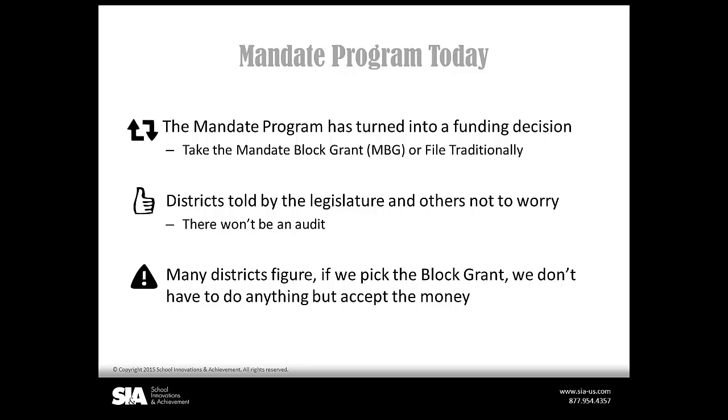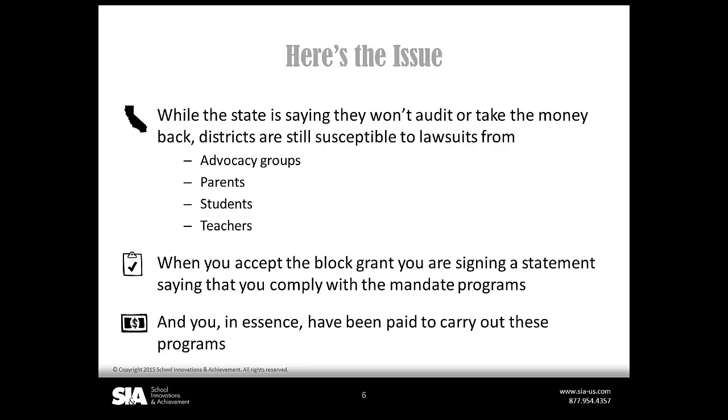And we're being told by the state that there's not going to be an audit, and we don't have to worry about giving the money back when we take the block grant. So many districts now feel that the easier way is to take the block grant, and they don't have to worry about anything else, which is really not the case, and that's what we're here to talk about today.